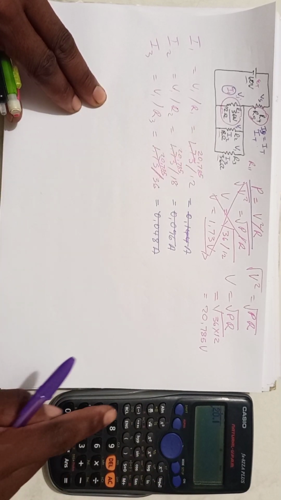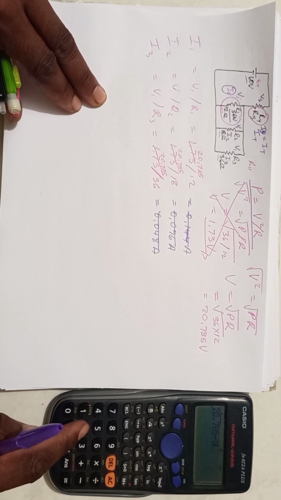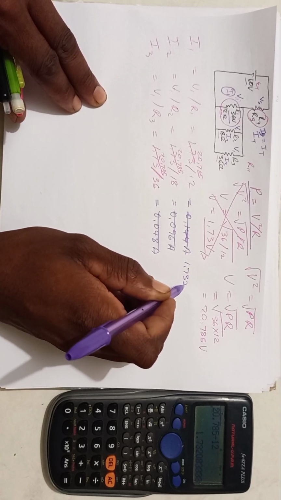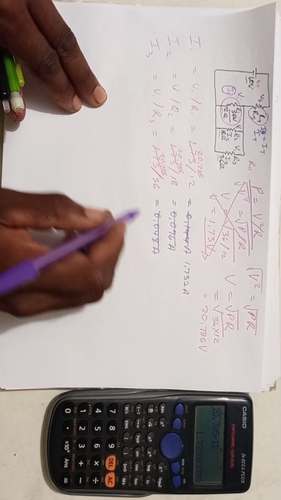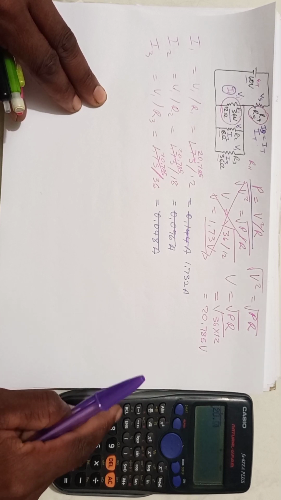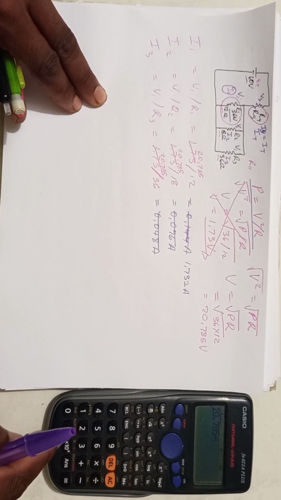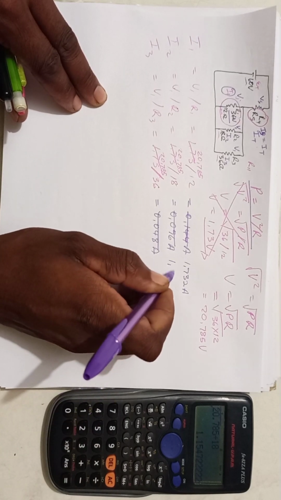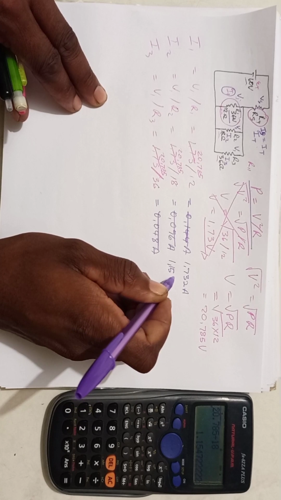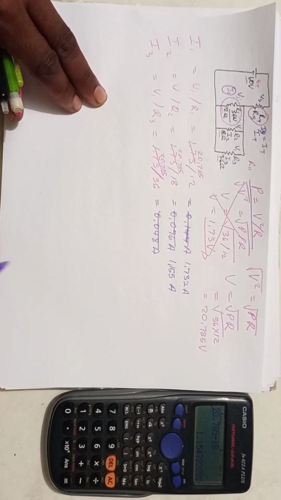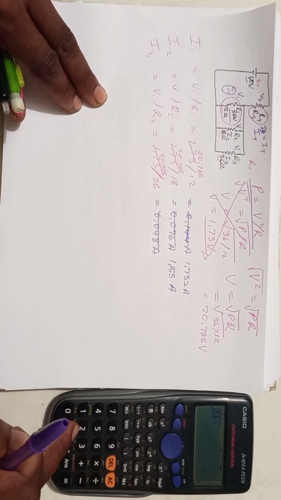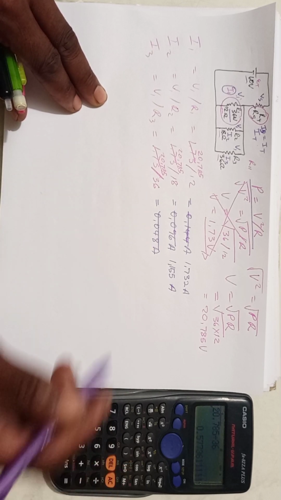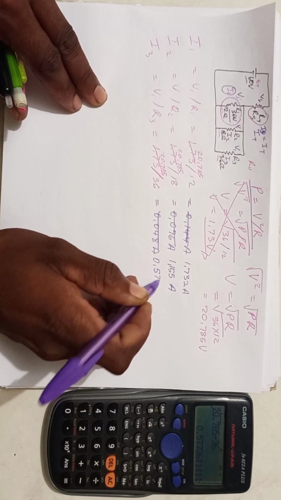So 20,785 divided by 12 is equal to 1,732 amperes, and 20,785 divided by 18 is 1,155 amperes, and 20,785 divided by 36 is 0,577 amperes.